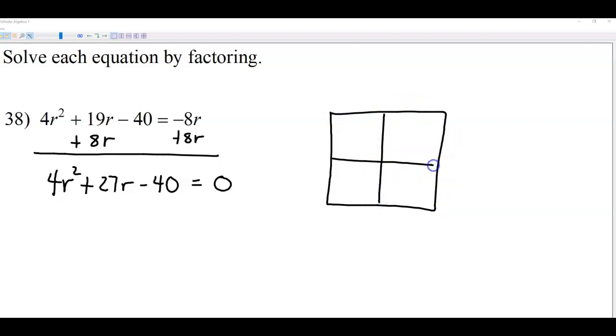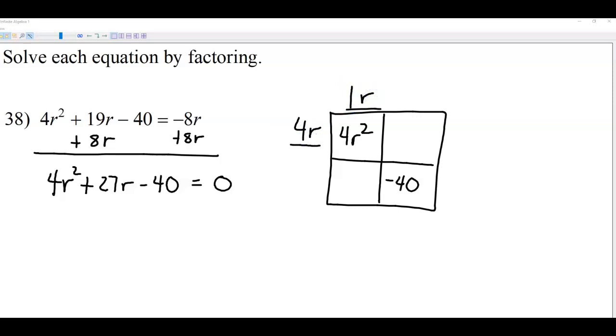This is a box method because it's a quadratic trinomial. I don't see any GCF that I need to take out, so I'll just jump right into the box method. And I don't know the answer in advance. I'm just kind of guessing and checking. I'm doing math in my head and I'm seeing that 2r is not going to work. So I'm going to try 4r and 1r.